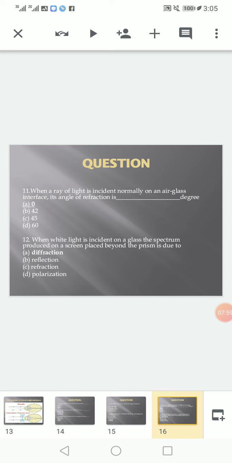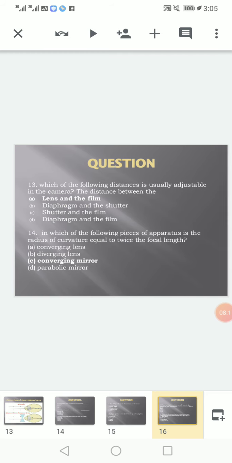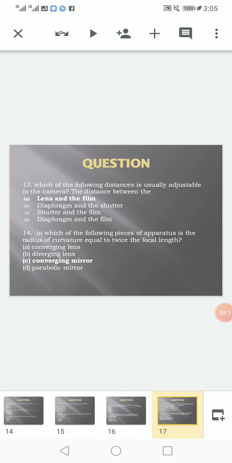When white light is incident on the glass prism, the spectrum produced on the screen placed beyond the prism is due to the phenomenon called diffraction. The answer is not reflection, it's not refraction, nor polarization. The answer is diffraction.